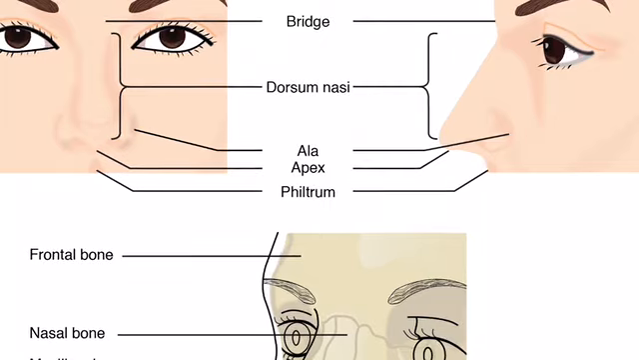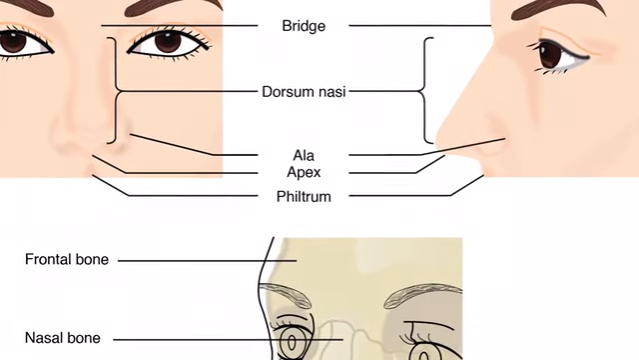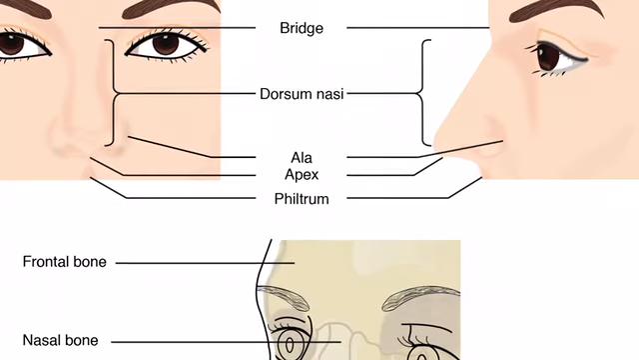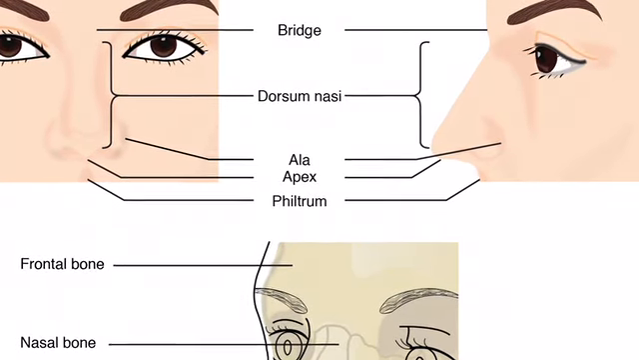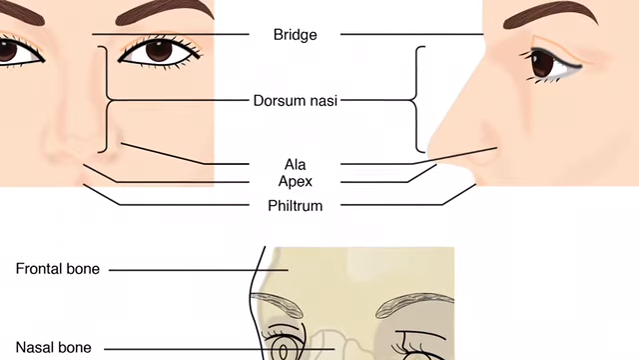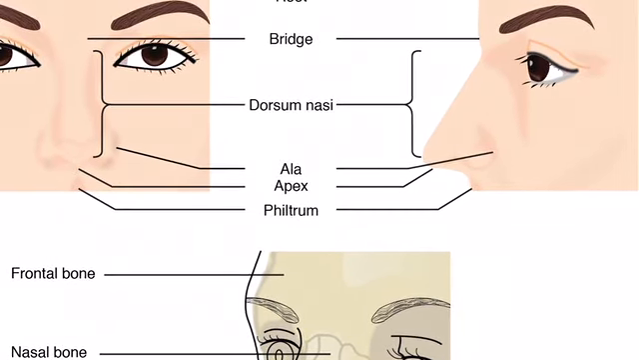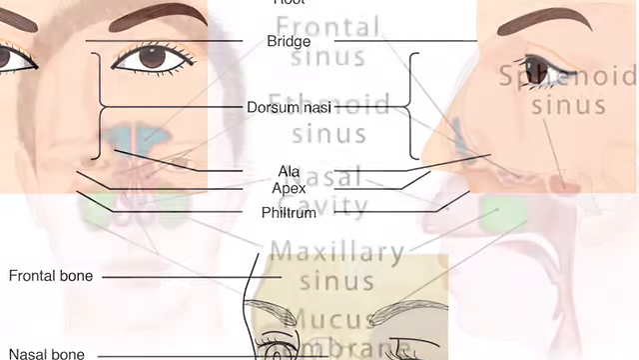On either side of the apex, the nostrils are formed by the alae. In singular, it is called ala. An ala is a cartilaginous structure that forms the lateral side of each naris. In plural, they are called nares or nostril openings.